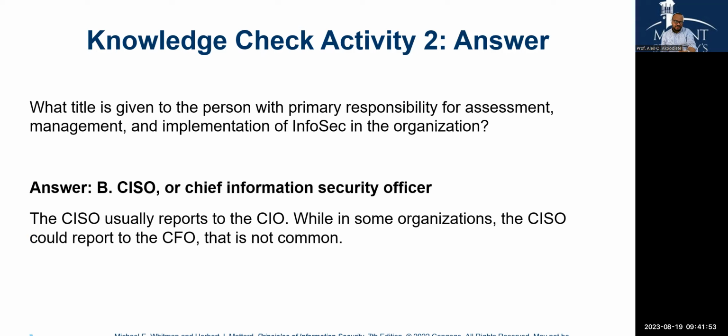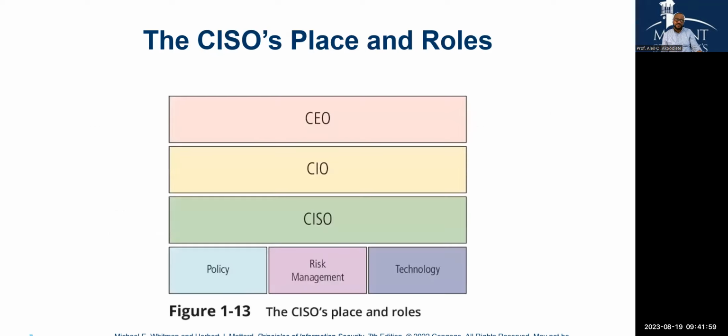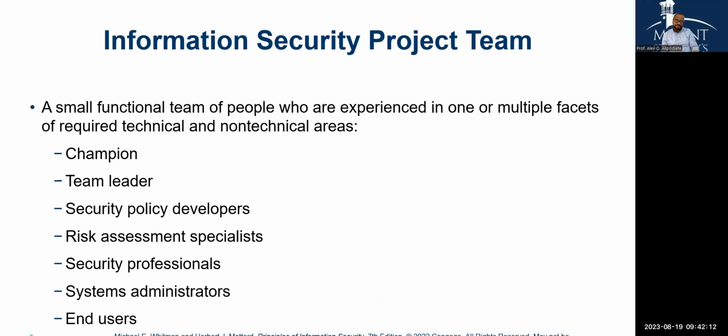So while in some organizations the CISO could report to the CFO, the Chief Financial Officer, it's not a very common situation. All right, so this is our CISO and their role in the organization. On the bottom, you've got your policy, risk, and then risk management technology, right? You've got the CISO, and then on top of him the CIO, and then the CEO on top.